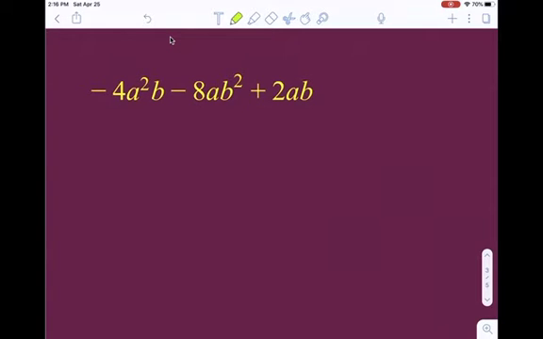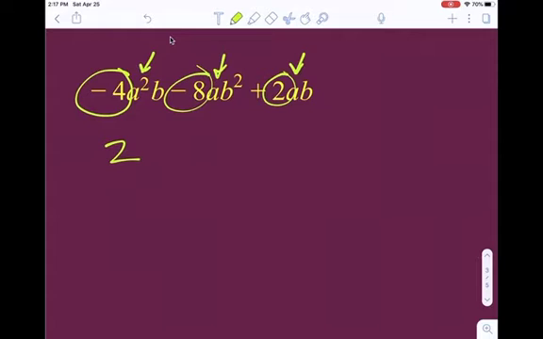Minus 4a squared b minus 8ab squared plus 2ab. This looks really ugly, but it's not nearly as ugly as you think it is. Let's look at our numbers first: negative 4, negative 8, and 2. The largest number that goes into all of those is 2. Then I have an a term here, an a term here, and an a term here, and the smallest degree of all 3 of those is 1. So I can pull 1 out of each one.